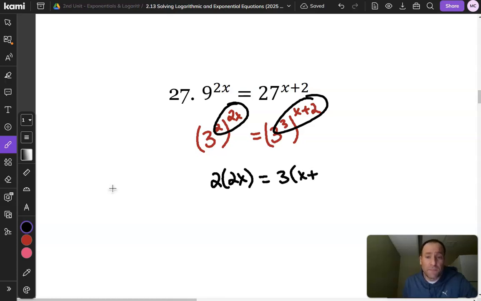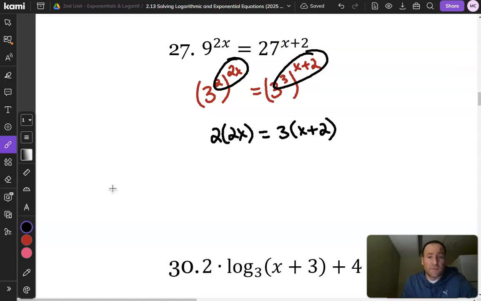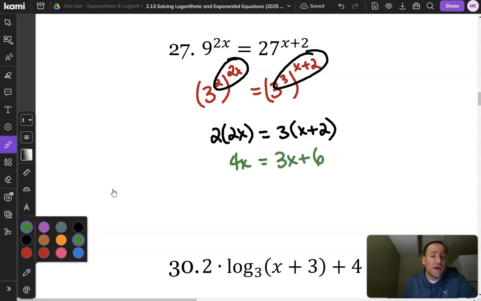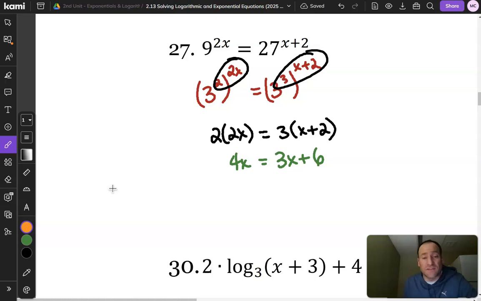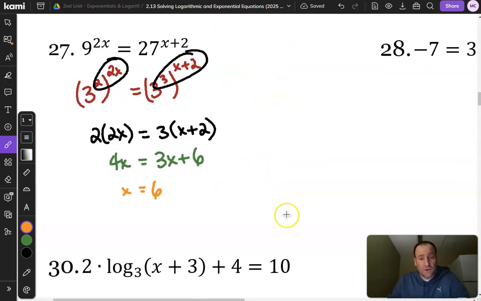So, kind of set us up here, multiply, solve, and all that. So that's 4x, use the distributive property, subtract 3x on both sides, and we find out that x equals 6. And if you don't believe me, let's slide that over.